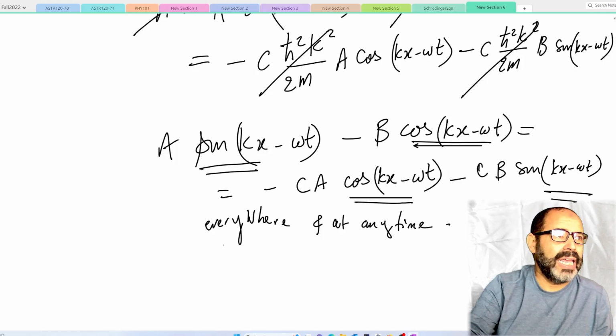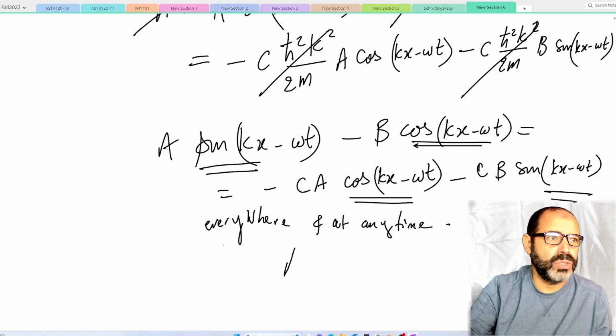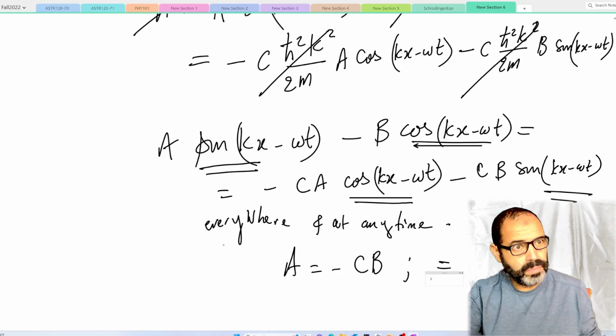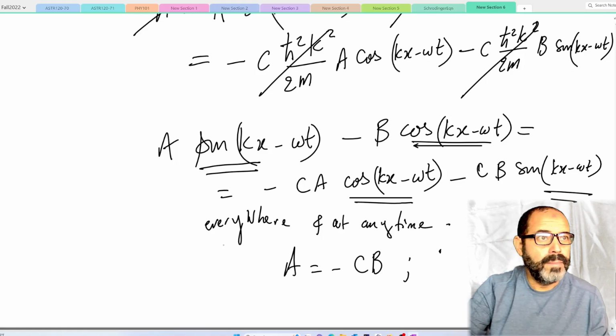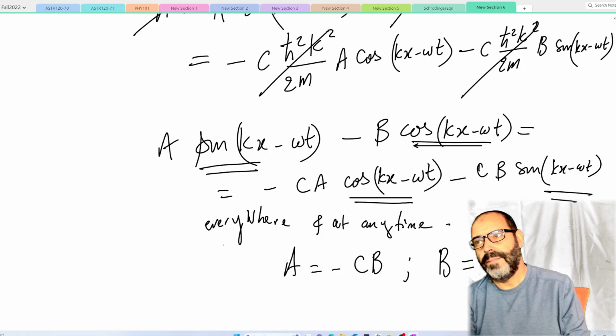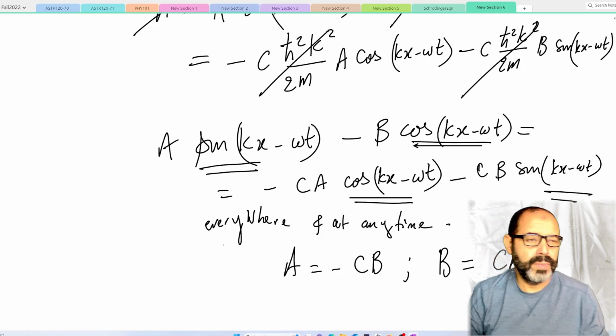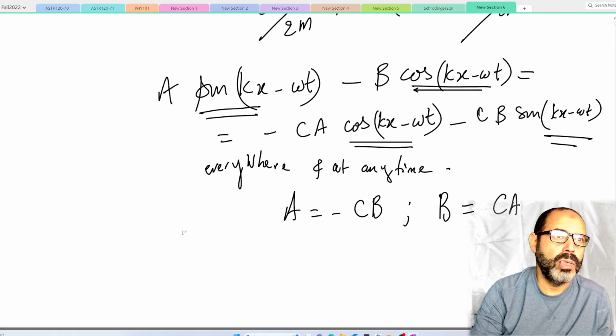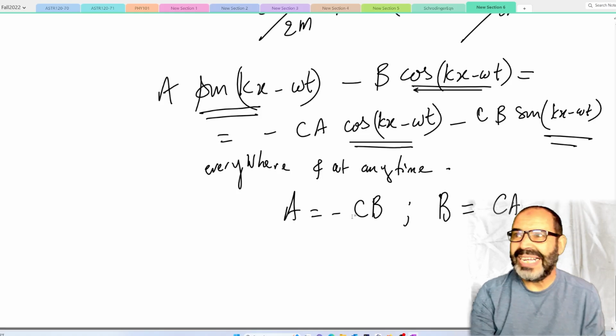Which means that A must be equal to negative CB. That's one thing. And B and CA are the same thing. B is CA. We want that to be true. Otherwise, we have a problem. So this is what we are led to.